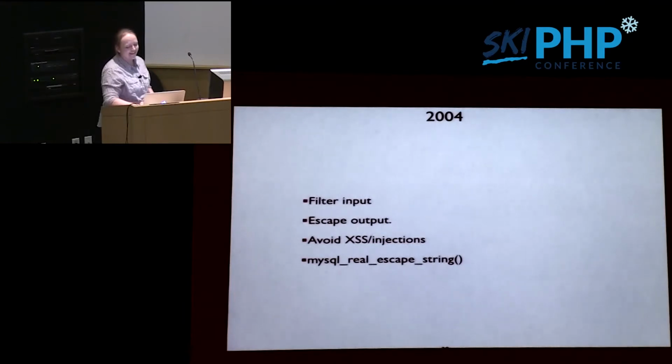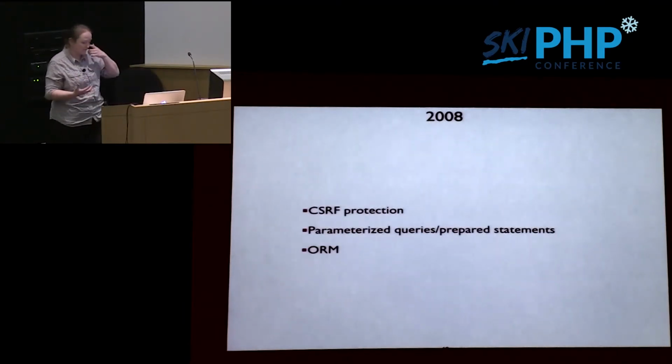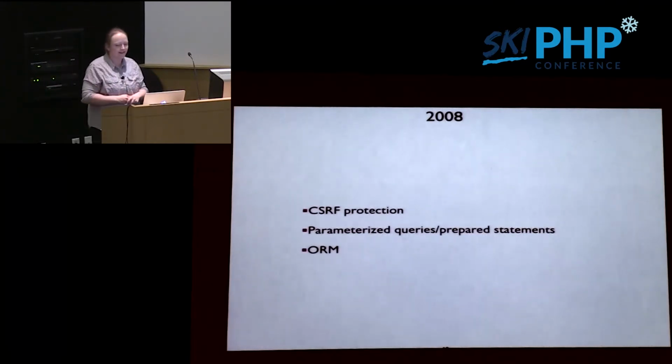We know better now. By 2008, we had kind of got this idea of cross-site request forgeries figured out. We were passing around tokens to work around that. And one of the big things that happened around this time period was most people stopped putting user variables in their SQL statements, and they started actually using prepared statements or parameterized queries. If you are not doing that, and I'm sure there are people in the room that are not, this is the number one thing you can do to improve the security of a web app today, I think.